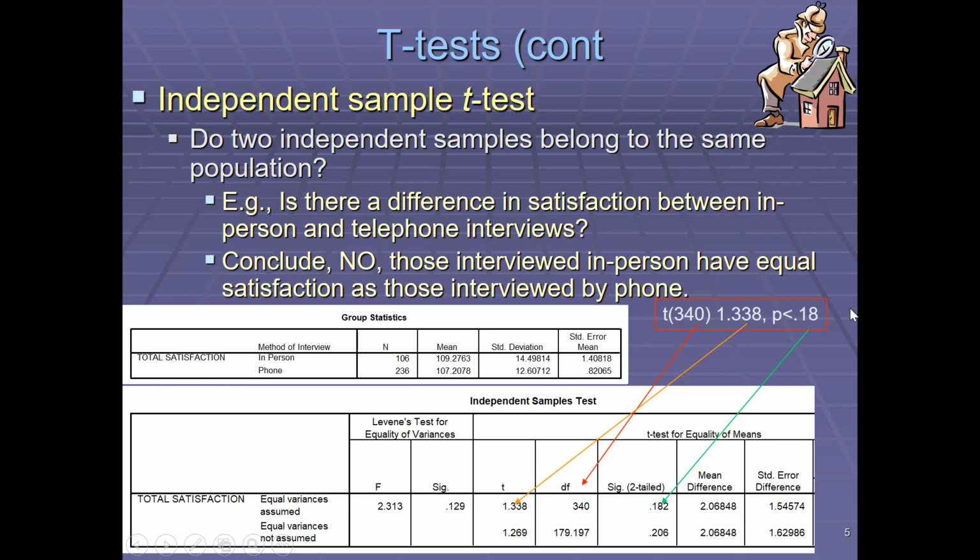Okay, so those are the pieces of information you're going to need for your t-test. You're going to need the t-statistic, which is 1.338. You're going to need your degrees of freedom, which is right here, 340. And then you're going to need your p-value. Okay.